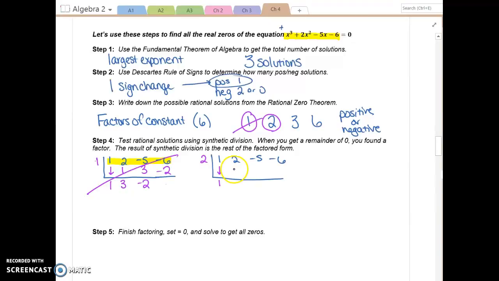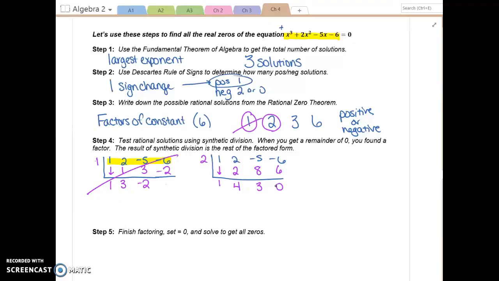Two times 1 is 2. Add them. 2 times 4 is 8. Add them. 2 times 3 is 6. Oh, hey, remainder 0. Okay, we got the remainder 0. That's what we were hoping for. Now what?